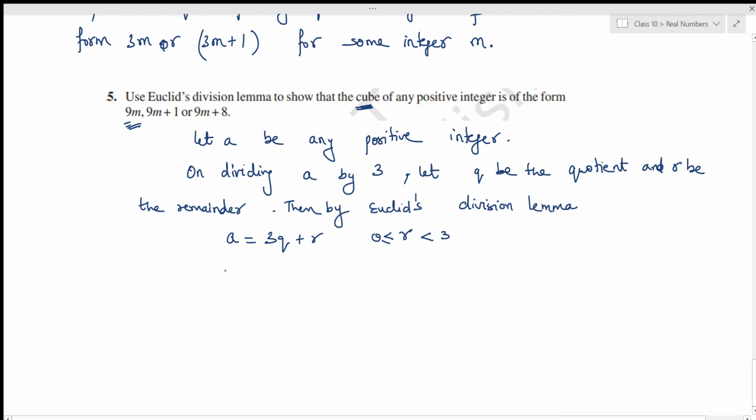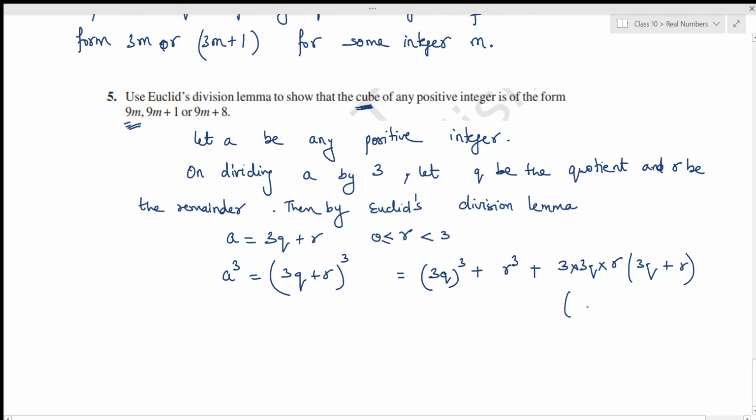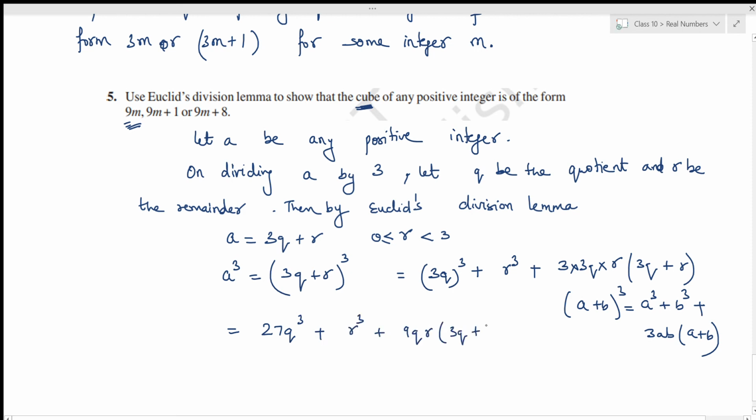Now let's find the cube of this. So A cube will be what? You know what A plus B whole cube is, so let's find that. A plus B whole cube is equal to A cube plus B cube plus 3AB into A plus B. Now what can I write it as? 27Q cube plus R cube plus 9QR into 3Q plus R.